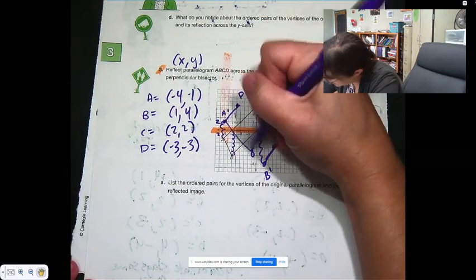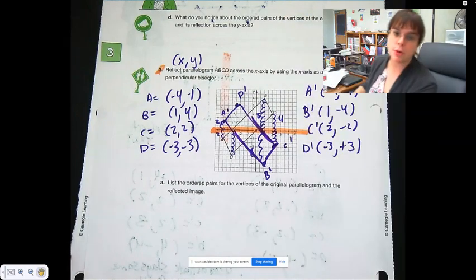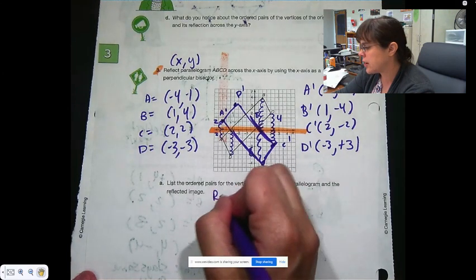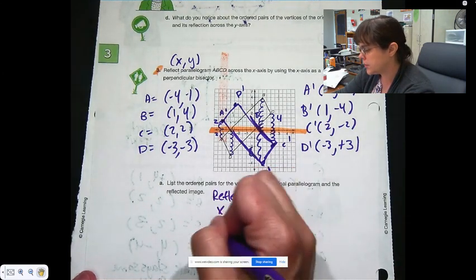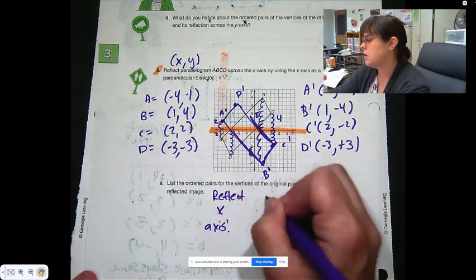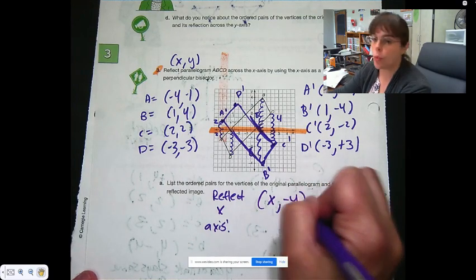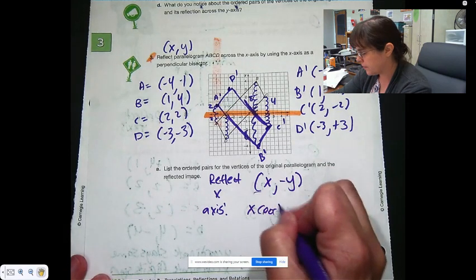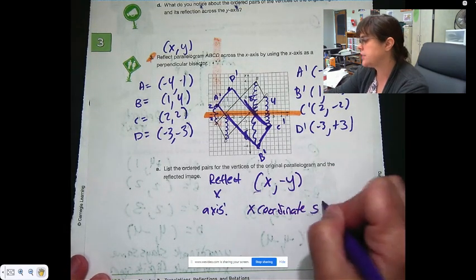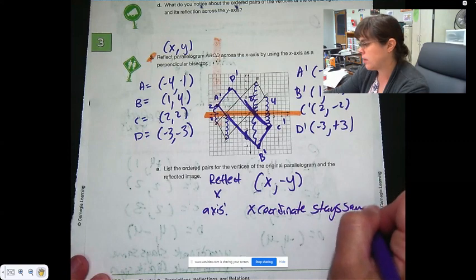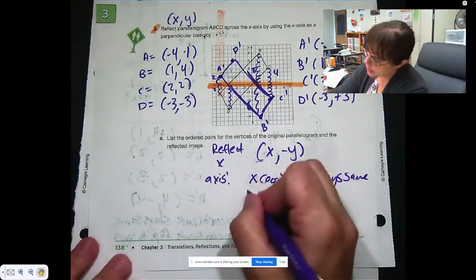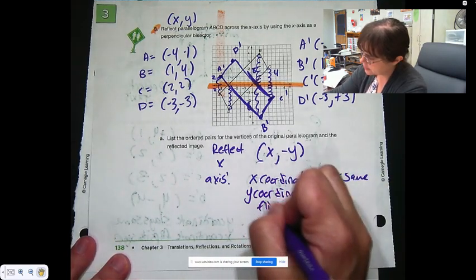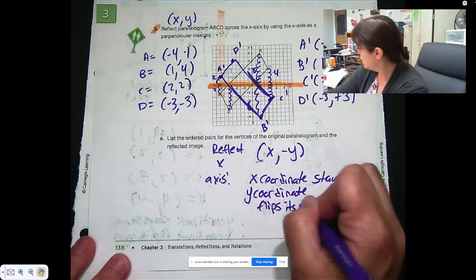And this is going to be my X reflection, right? So what did we notice if we reflect across our X axis? X stays the same. Our Y coordinate changes. And so that's what the rule looks like. X coordinate stays the same. My Y coordinate flips its sign.